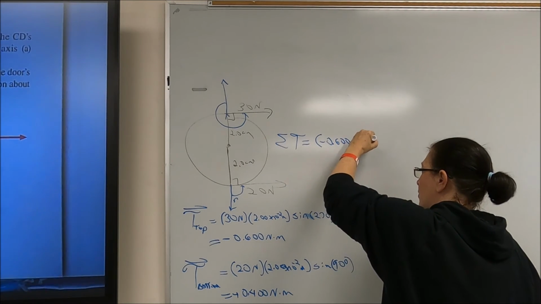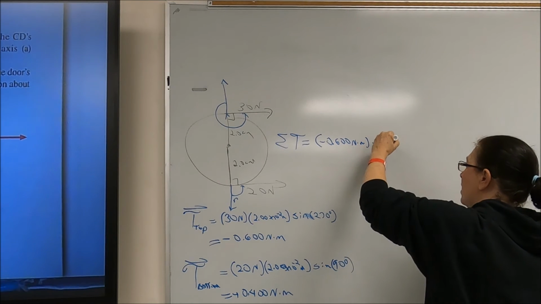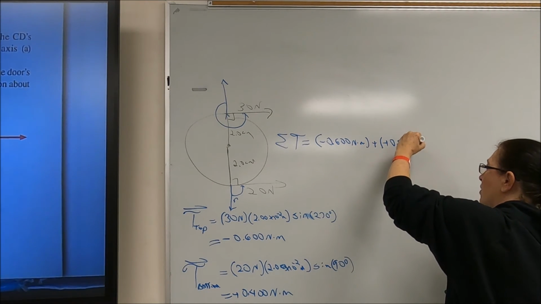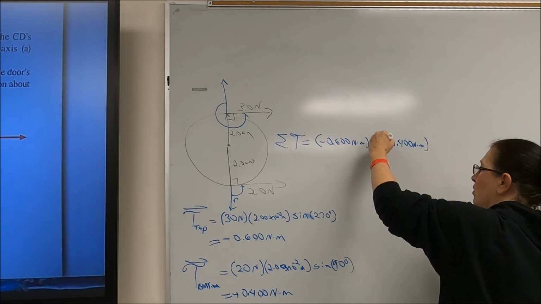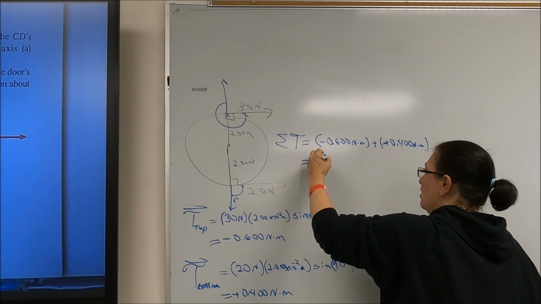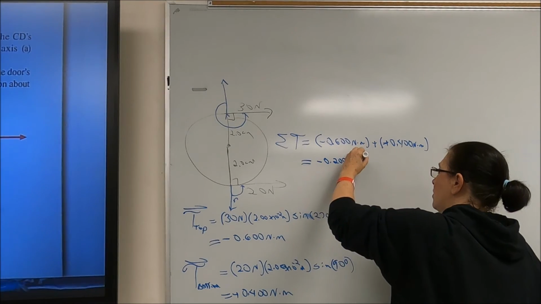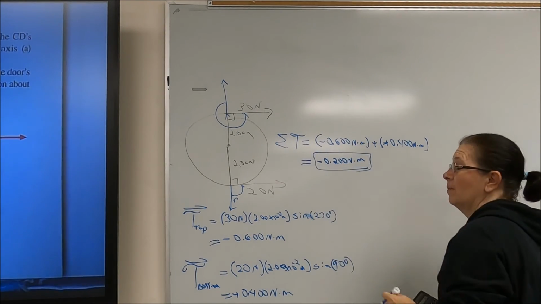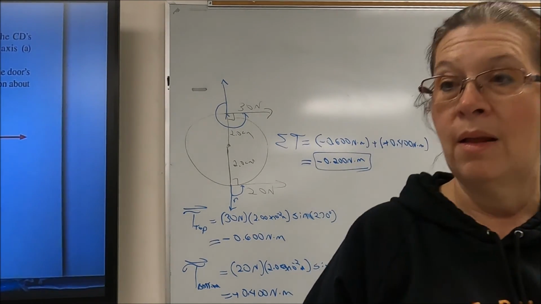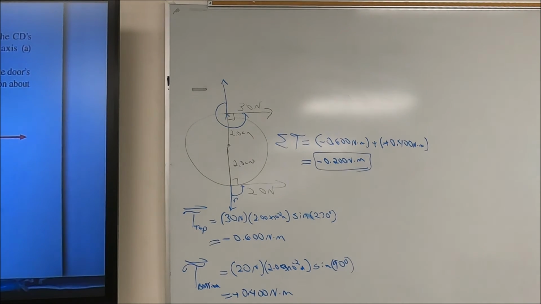So the sum of the torques here would be a minus 0.600 Newton meters plus a plus 0.400 Newton meters, which gives me a net torque of minus 0.200 Newton meters. Not bad, right? You should be able to do sums of torques.